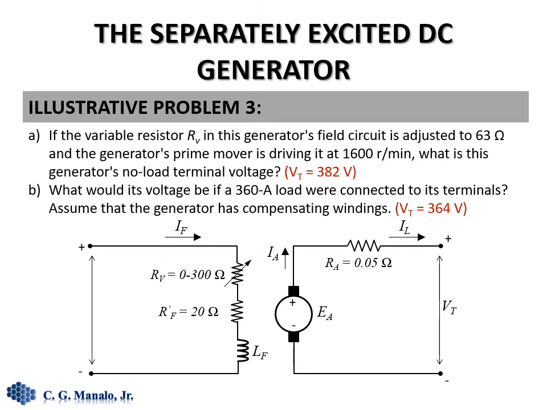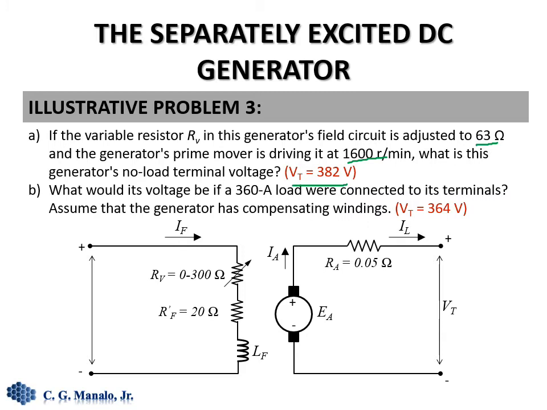Also given is the magnetization curve for this machine. The first question is, if the variable resistor that is in series with the field circuit is at 63 ohms and the generator's prime mover is driving the generator at 1600 revolutions per minute, what is the generator's no load terminal voltage? The answer there is 382. Since the question in A is no load, armature reaction has not yet come into effect here.